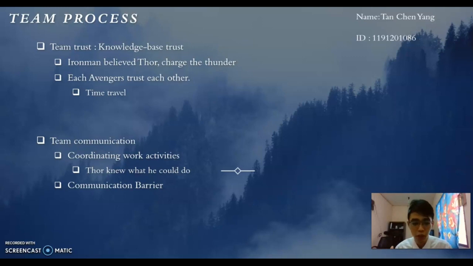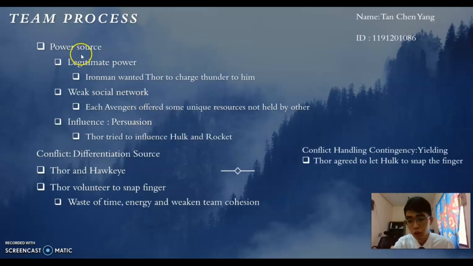Okay, next, power source. The power source that we can see here is legitimate power. Iron Man wanted Thor to charge thunder onto him, and Thor never argued with Iron Man and just did what he said. Next, the social network happens among the Avengers members. Each member offers some unique resource not held by others.